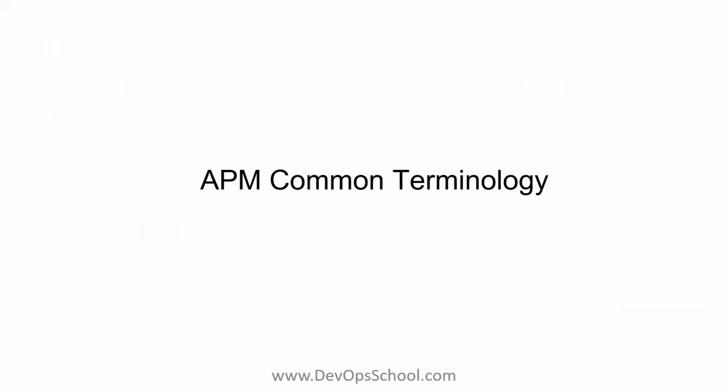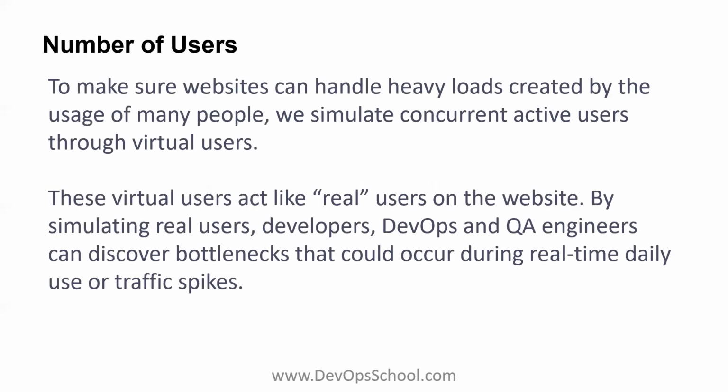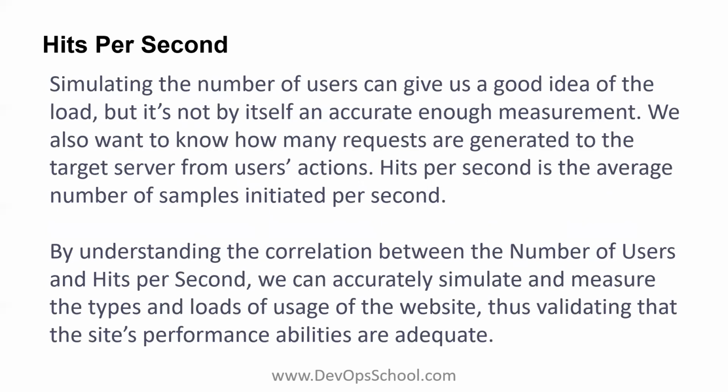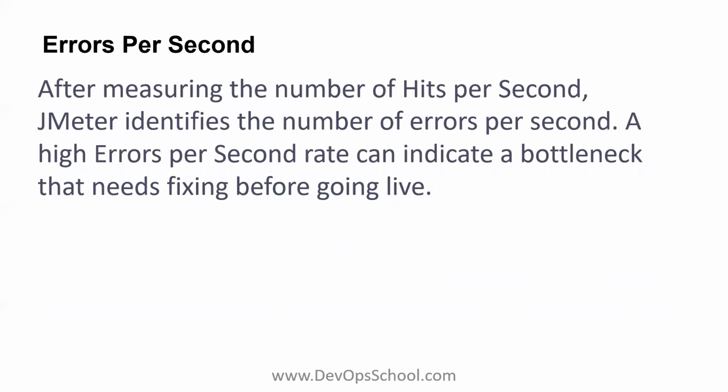So when you work with APM, there are some common terminology which you need to understand. Number of users, I think you understand more or less. Hits per second means in 1 second how many hits to the application, you understand. Errors per second, let's say for a web application, how do we define what are errors and what are not errors? Can you please tell me?